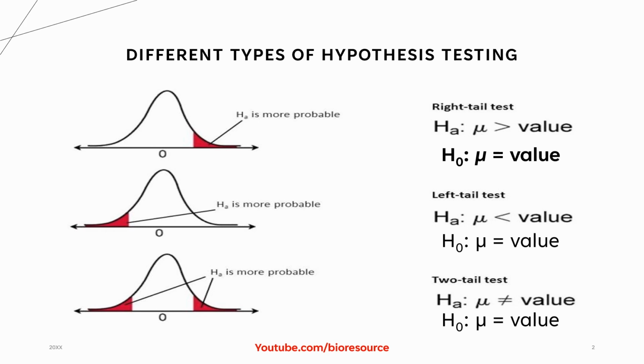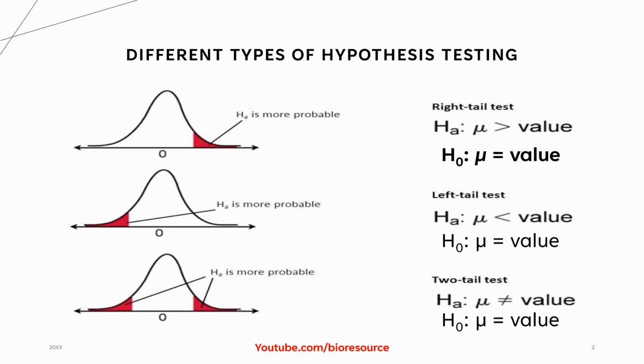And what about the two tail test? In a two tail test, let's say your null hypothesis says mu, or the mean, is equal to a certain value, let's say 50, and the alternate hypothesis says the mean is not equal to 50. Whenever there is a not equal to condition, we should use a two tail test.